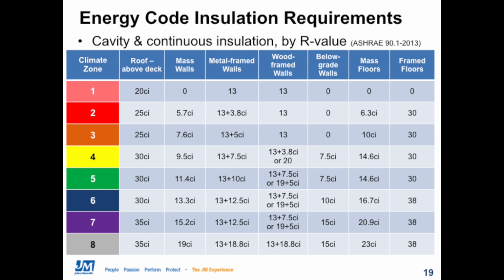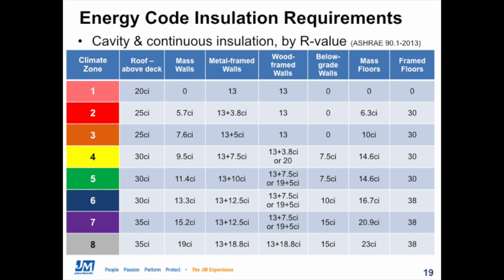As we look down, we've got the different climate zones by number. For the insulation R value requirements themselves, just a single number by itself represents the minimum R value of the cavity insulation. That would be insulation that's going to fit in between the framing in a wall or a floor or a roof.